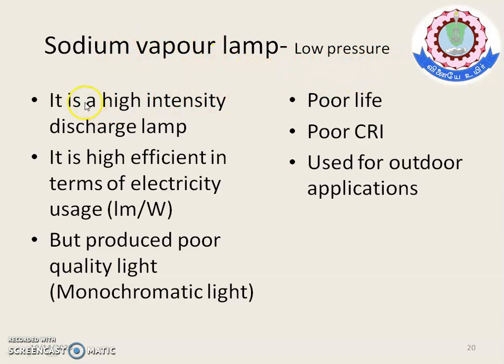Low pressure sodium vapor lamp is a high intensity discharge lamp, highly efficient in terms of light output divided by electrical input, but it produces poor quality of light. It is monochromatic light. That means in the visible spectrum, this sodium vapor lamp produces only a few colors. It won't produce all the colors in the visible spectrum. That's why it has a poor CRI, poor life also, and is used for outdoor applications.